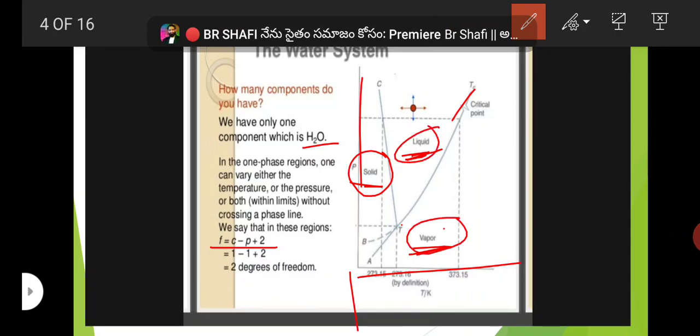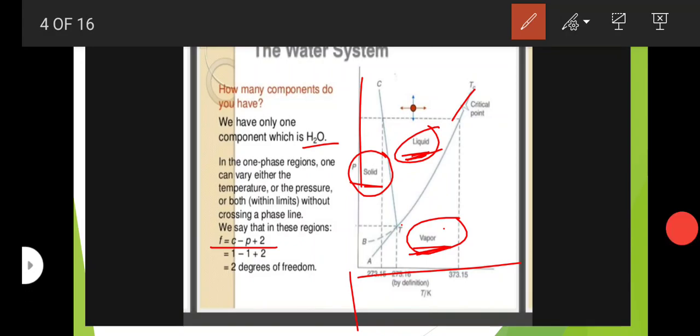Okay, here we are taking areas. In these areas only one phase is there. In this area only solid phase is there, in this area only liquid phase, and in this area only vapor phase is there. So here component value is 1 and phase value is 1.